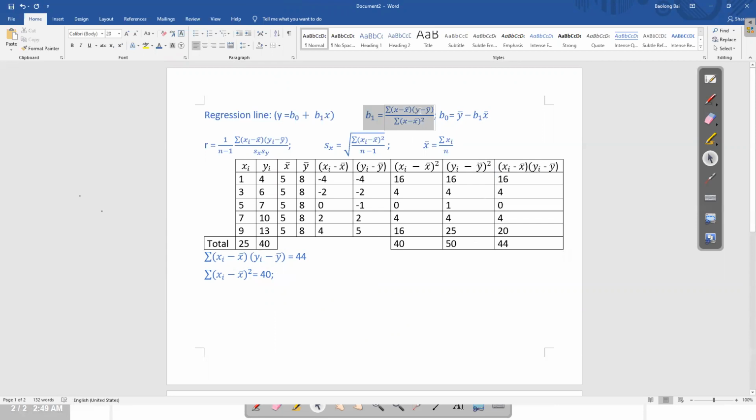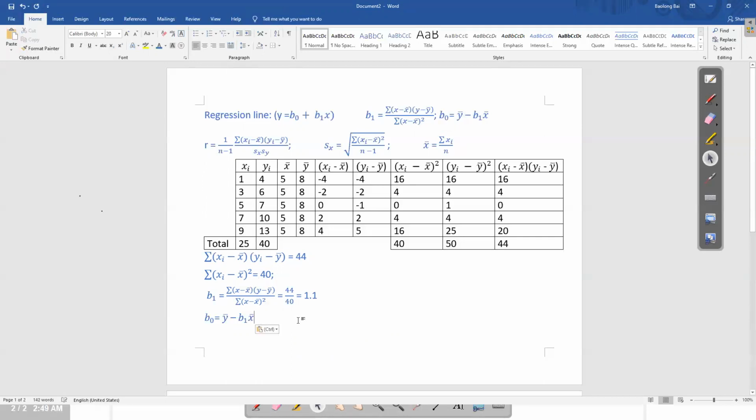When you look at the regression equation, B1 is this. So basically you just have two numbers. The top is 44, right? And the bottom is 40, right? So that will equal 1.1. That's B1. What will B0 be? The intercept.